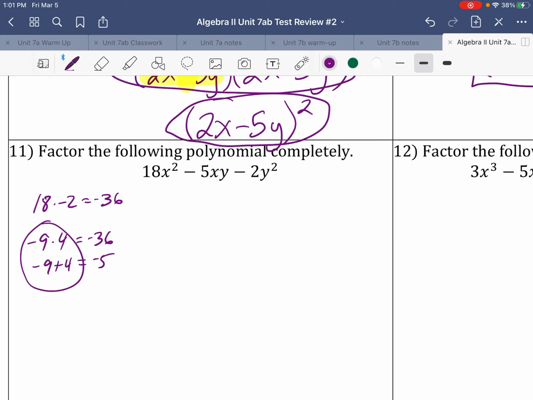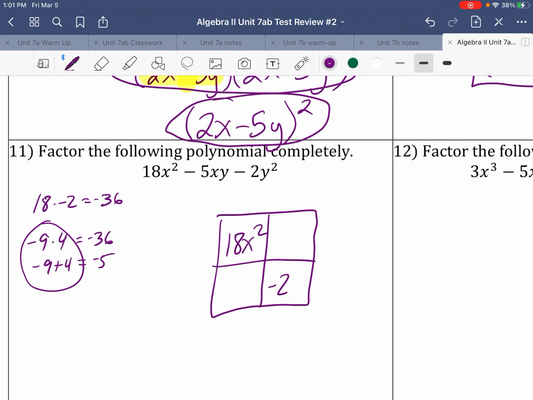And there we go, it's negative 9 and 4. Use the Punnett Square. First term, top left. Last term, bottom right. Negative 9 and 4 with the x, y. Now we look at the greatest common factor of the bottom row. That is going to be y with the negative because the 9 is negative. Top row is going to be 2x. First column, 9x. And last column is 2y. 4 is positive, so bring that up, positive.